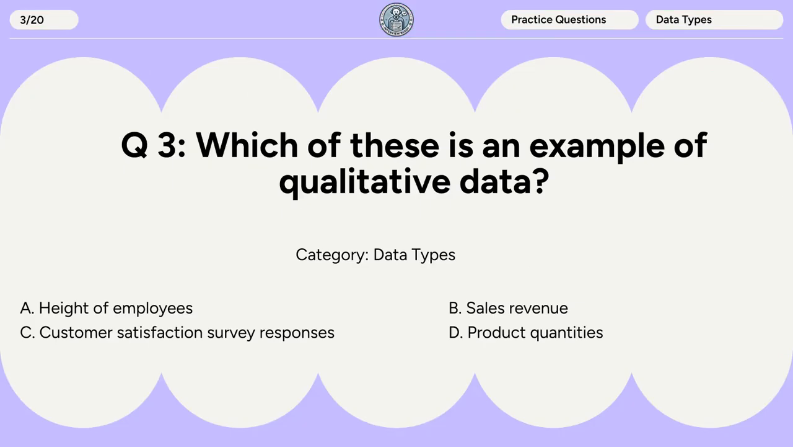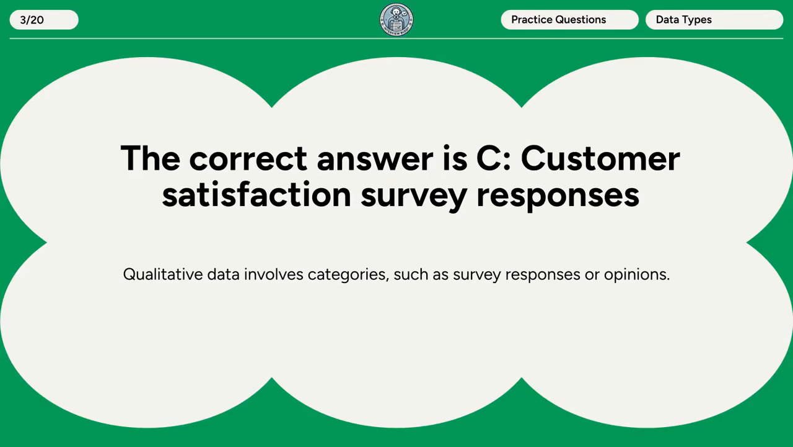Question 3. Which of these is an example of qualitative data? A. Height of employees. B. Sales revenue. C. Customer satisfaction survey responses. D. Product quantities. The correct answer is C. Customer satisfaction survey responses. Qualitative data involves categories, such as survey responses or opinions.